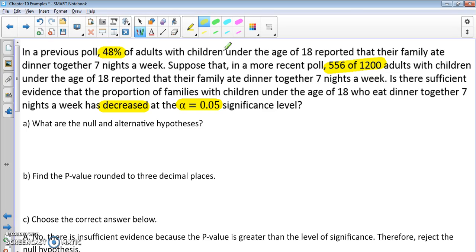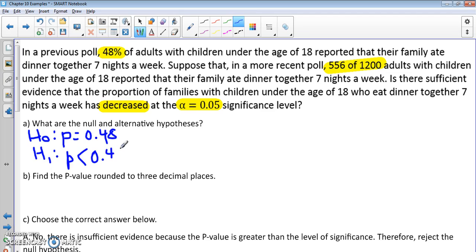So now that we have read through that and I've highlighted the important information, let's go through and write down our null and alternative hypotheses. So our null, H sub 0, colon, and again we're looking at proportion, and we're assuming that it's 0.48, and we want to know if we have sufficient evidence to say that that amount has decreased and now that it's less than 0.48.